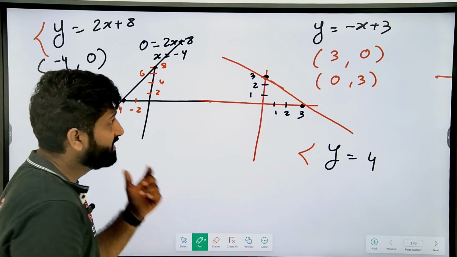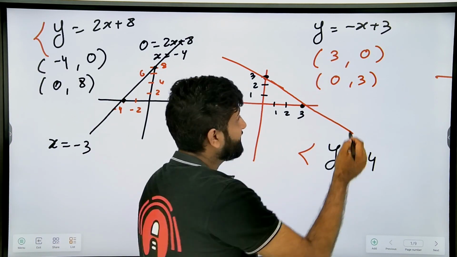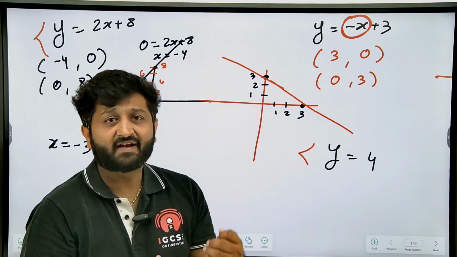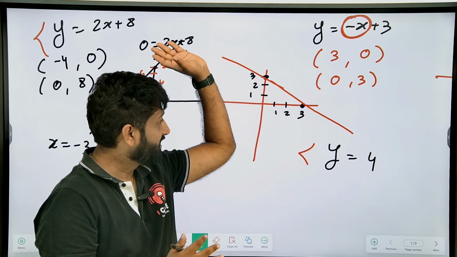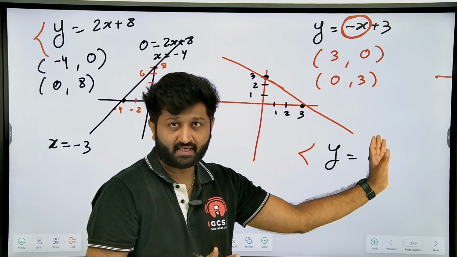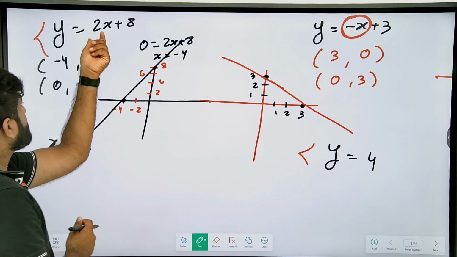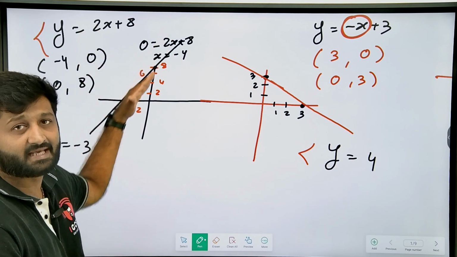Right, that's it. You do need to understand this negative x. The negative sign indicates that the slope is decreasing, right? The negative sign indicates that the gradient is decreasing, and the positive sign indicates that the gradient is increasing, right?